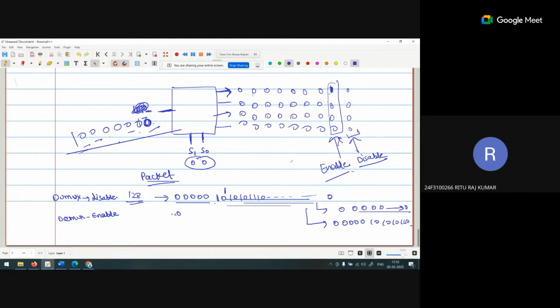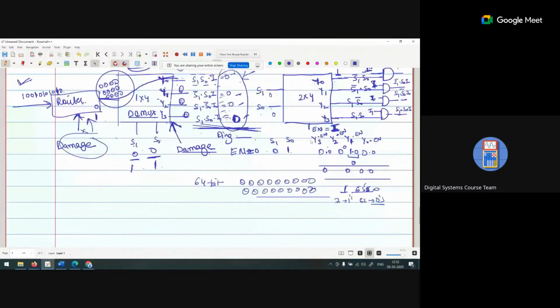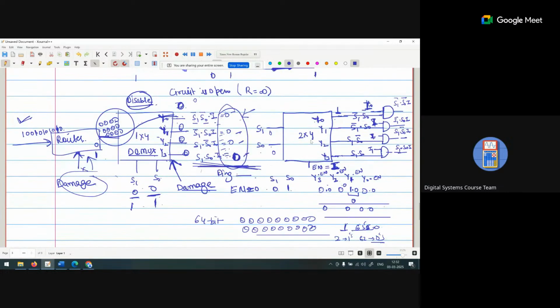Then why are we ANDing with that I? It may be unnecessary, because in the decoder we are not getting an input pin. In the decoder we are not getting an input pin. That's why we do the ANDing.